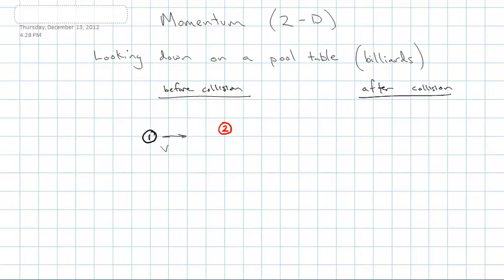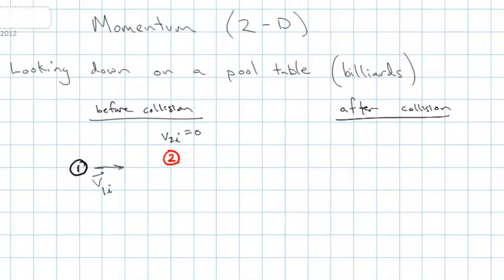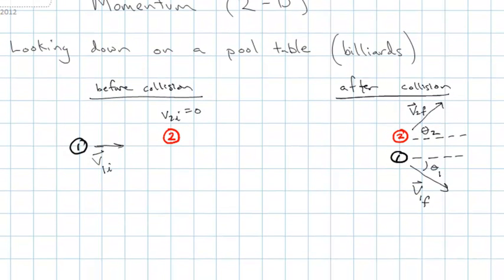Let's pretend we're looking down on a pool table, a billiard table, and the ball is getting hit. The black ball here is getting hit to the right, and the red ball, ball number 2, is sitting there at rest. And afterward, what's going to happen? Afterwards, ball 2 is going to be going up and to the right, and ball 1 is going to go down and to the left because it strikes ball 2 off center, a little bit below the center point. So let's take a look at this situation.